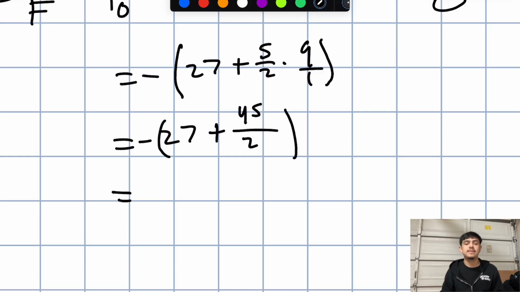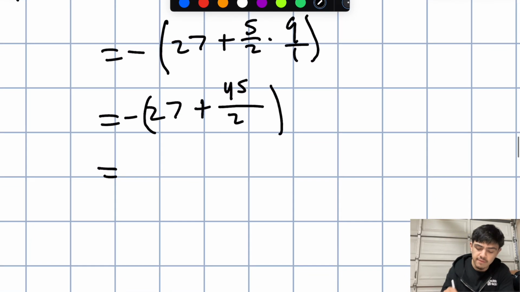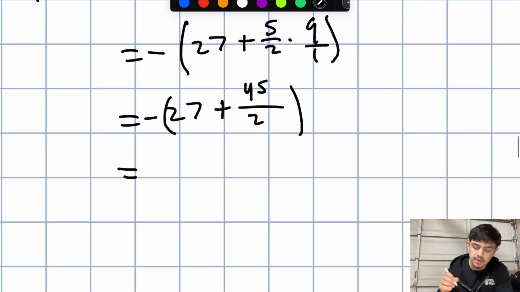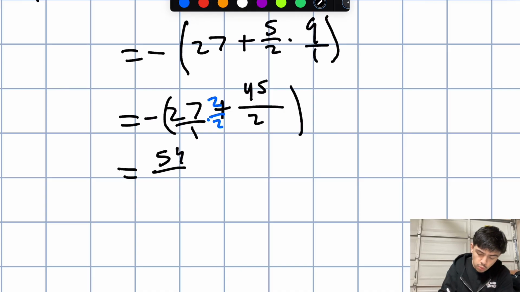But in this case, let's go ahead and simplify these fractions just to show you guys a bit more. So we have negative 27 and 45 over 2. We need a common denominator. This 27 is over 1. To get a common denominator, we need to multiply the top by 2, multiply the bottom by 2, getting us negative 54 over 2, plus 45 over 2.